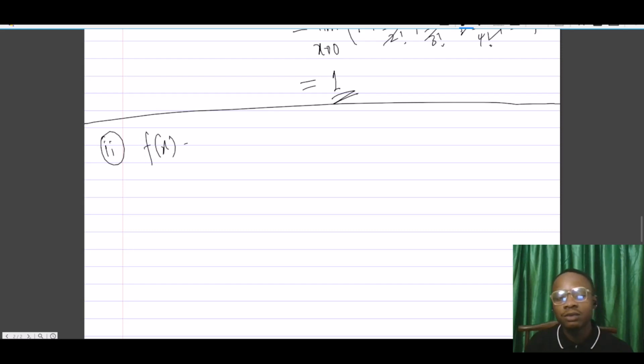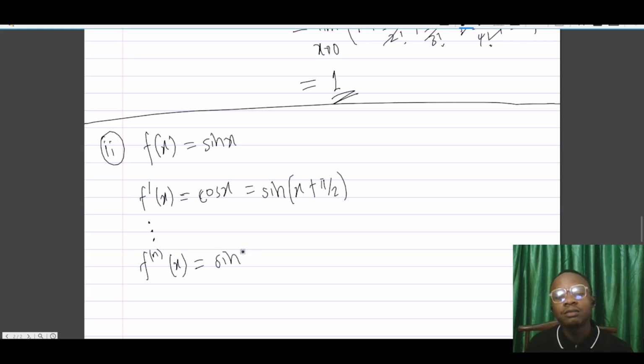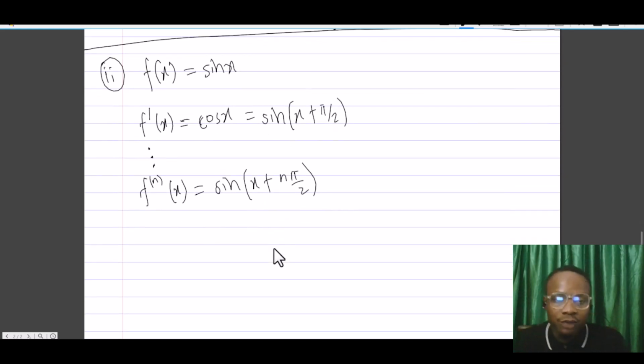Given that f of x equals sin x, we need to get the derivative of f of x. So f prime of x equals cos x. And from previous work, we have seen that this is the same thing as sine of x plus pi over 2. We have also seen, by observing the patterns, that the nth derivative of f of x is equal to the sine of x plus n pi over 2, similar to that of cos, just that this is sine. Okay, so that's basically what we need here.